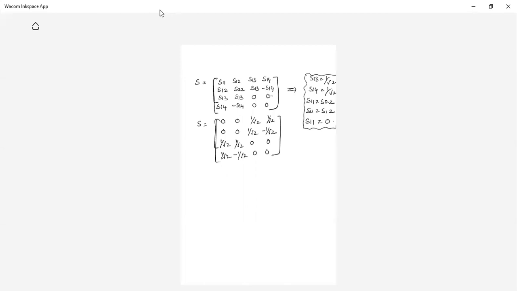Okay, we have almost concluded the magic T derivation. So what is a magic T? Very important. Magic T is a 4-port network. It's a combination of E plane T and H plane T.